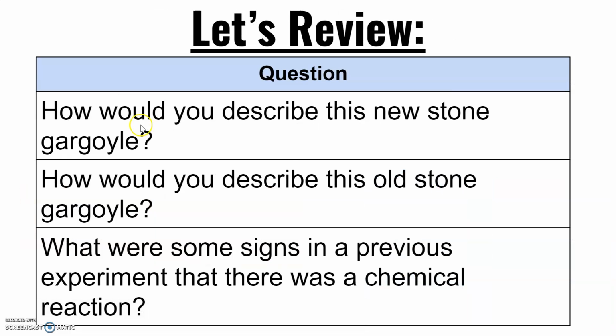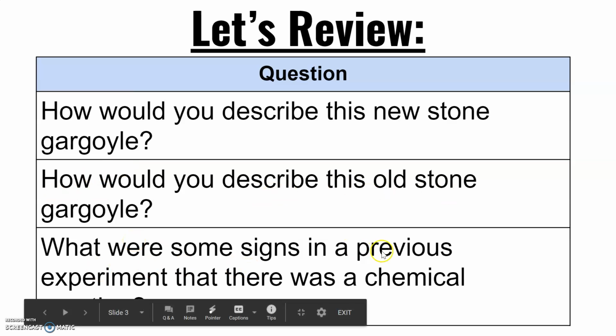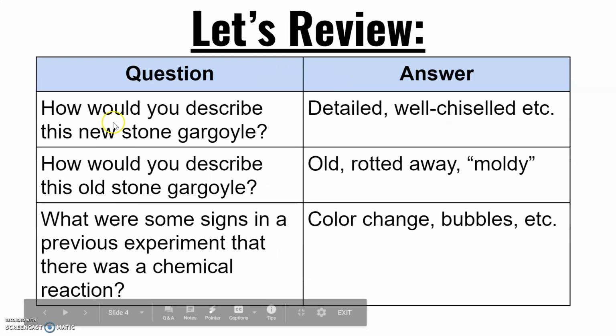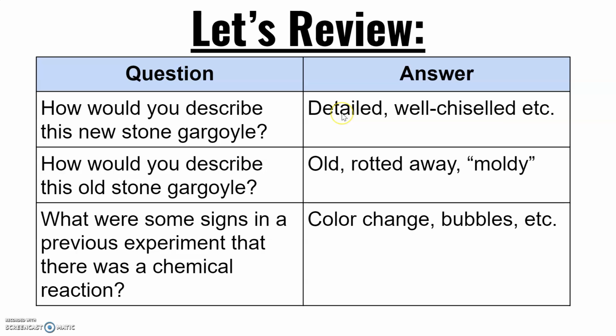So, Monday's assignment: how would you describe this new stone gargoyle? How would you describe this old stone gargoyle? And what were some signs in a previous experiment that there was a chemical reaction? So, the new stone gargoyle looked pretty detailed, well chiseled. You can clearly see all the facial features. The old stone gargoyle, however, I saw a lot of people say it looked old, it looked rotted away. Some people said it looked kind of moldy. The color of it has changed.